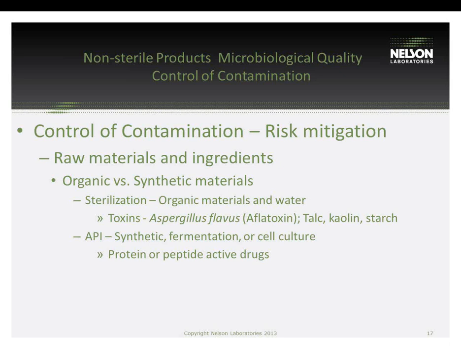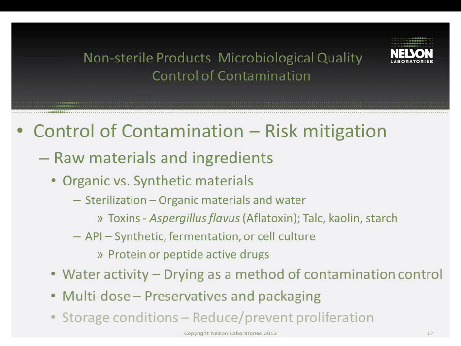Next, for materials, the API: is it synthetic, fermentation, or cell culture? Does it contain protein or peptide active drugs that would have nutrients available for organisms? And how do you control those organisms? Water activity: if the product can be dry, that's a way of contamination control. For multi-dose products, there are preservatives and packaging. Storage conditions: lower temperatures will reduce or prevent proliferation in the product.